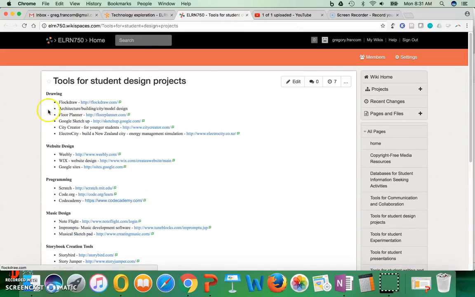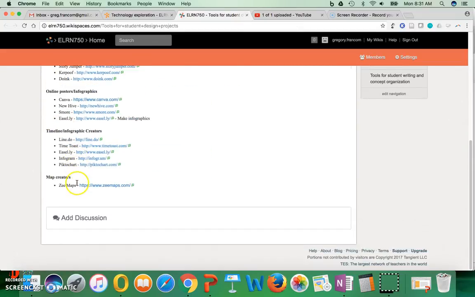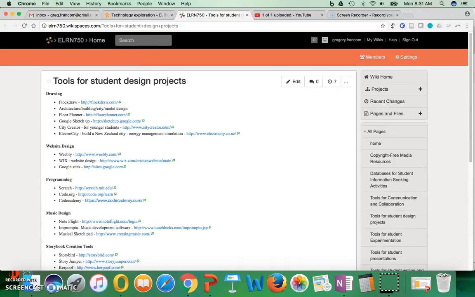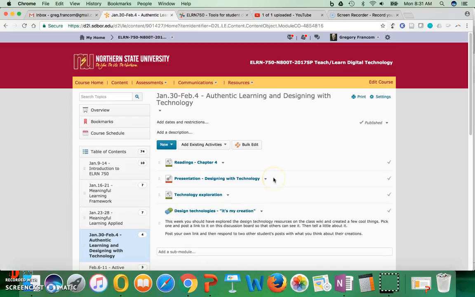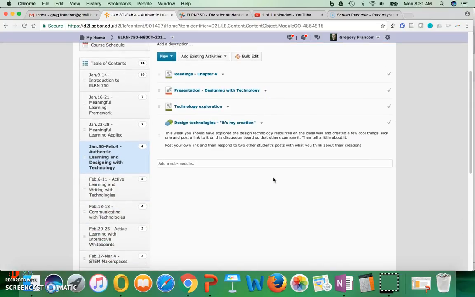So here are the tools for students' design projects, and you can explore some of the tools that you think might be interesting for you and what you intend to teach or what you are currently teaching.